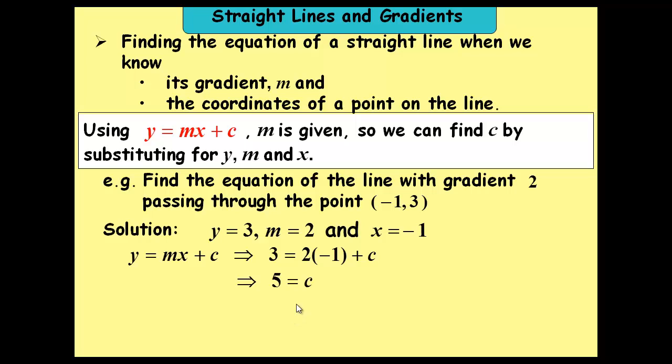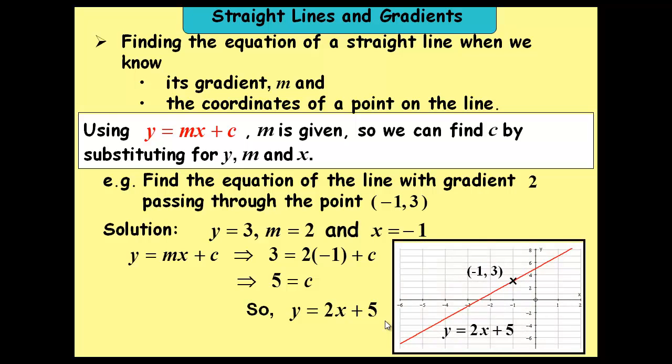So to find c, we simply put those values in. We get 3 equals minus 2 plus c. Add 2 to both sides, we get c equals 5. We now put the 2 back in for the gradient, the 5 back in for the c, and we get y equals 2x plus 5 as the equation of the line, which looks like that. And you can see there the point (minus 1, 3) marked clearly on it.